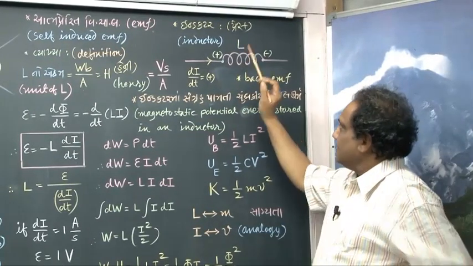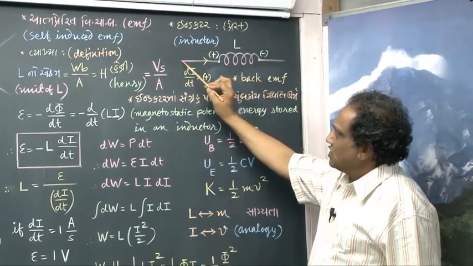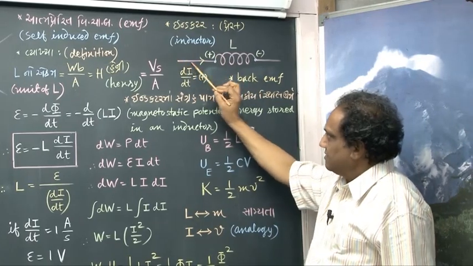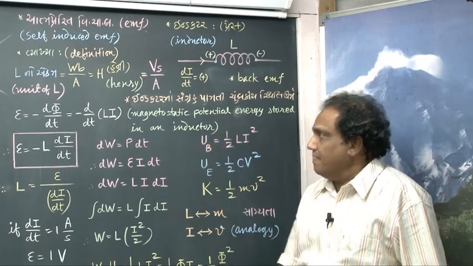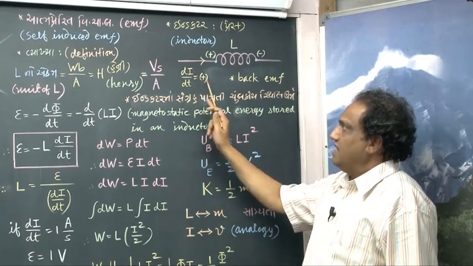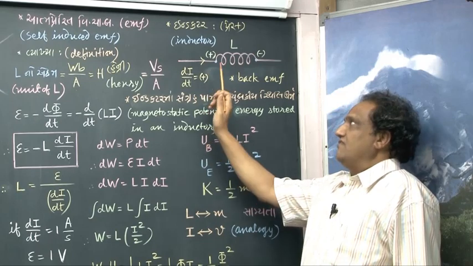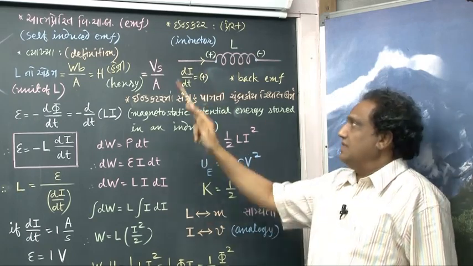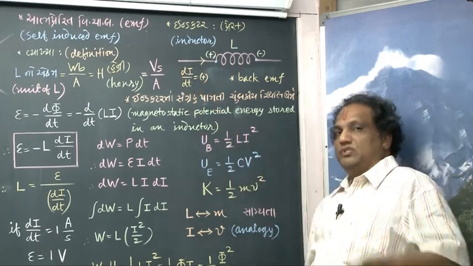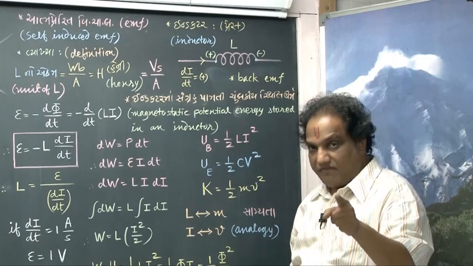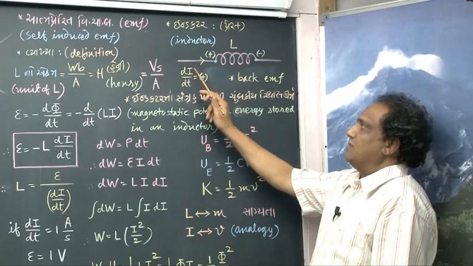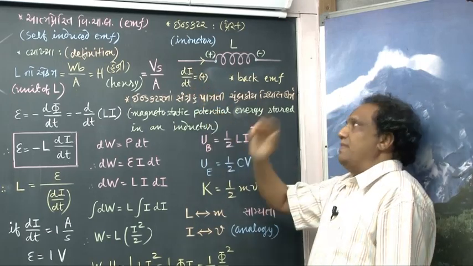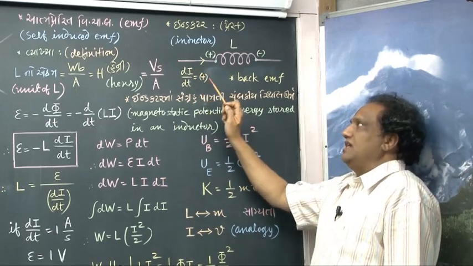Fine. Now, suppose current is passing here this way. And if that current is increasing with time, then you can take di upon dt as positive. See, if current is increasing with time, di upon dt is positive. Reverse, if current is decreasing with time, then di upon dt is negative. Right now, suppose current is increasing with time, then di upon dt is positive.